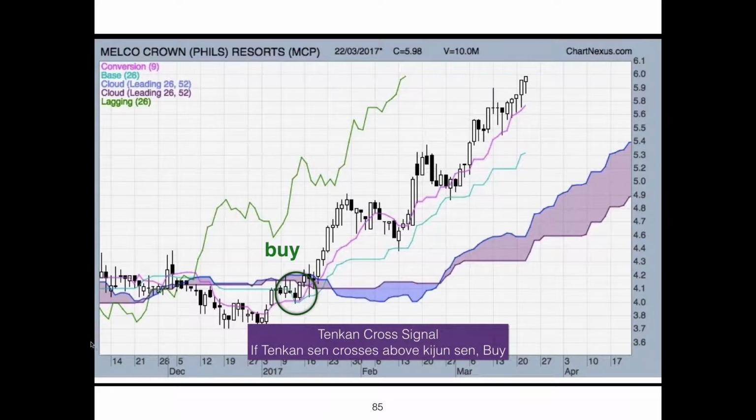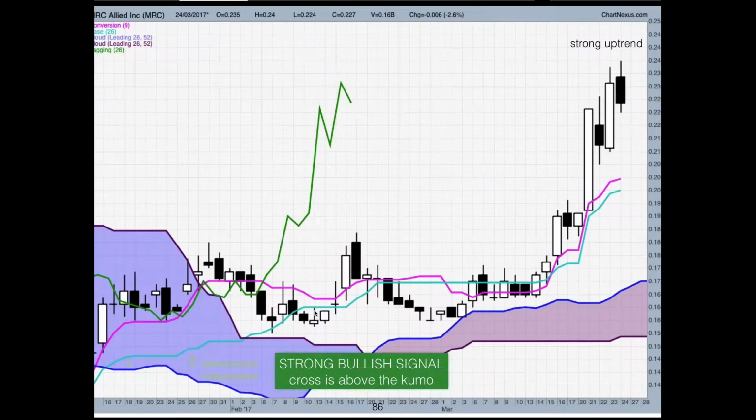The Tenkan-sen cross signal happened below the Kumo. This was a buy signal, and this resulted in a strong price action for MCP. Now, a strong bullish signal happens when the cross is above the Kumo. With a strong bullish signal, prices are likely to trend up on strong momentum after the crossover. Now, this is the strong bullish signal for MRC.